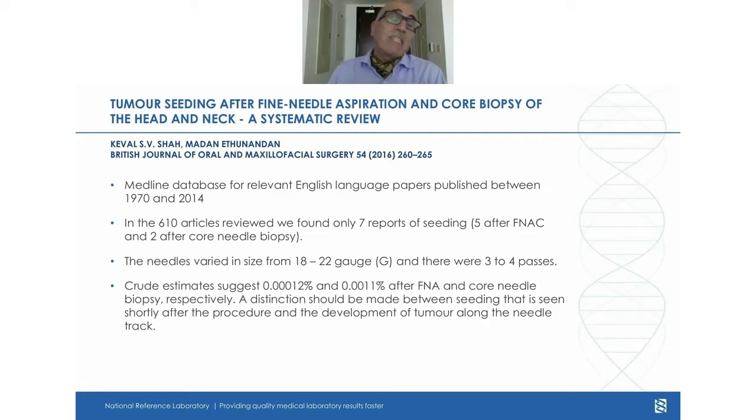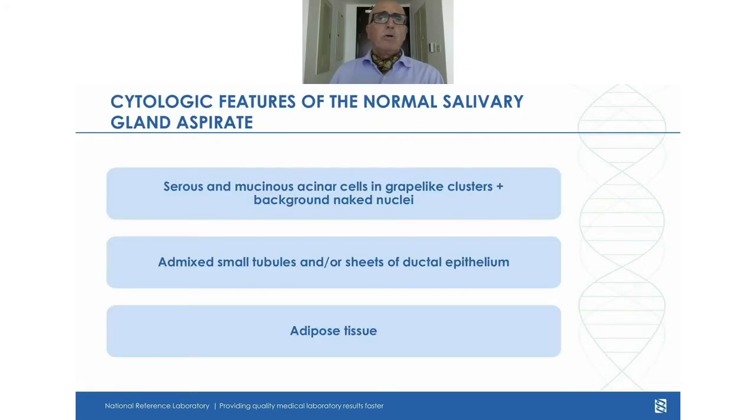And it depends a lot on the diameter of the needle. If you tend to use 25 and 27 gauge needles, of course, the danger is absolutely negligible. If it's a large needle core type, of course, there's a slightly higher danger, but still, it doesn't justify not using FNA. So what are the normal salivary gland aspirate features?